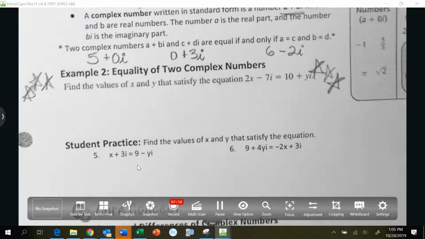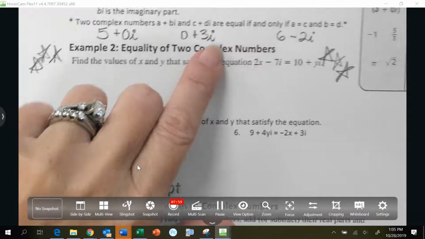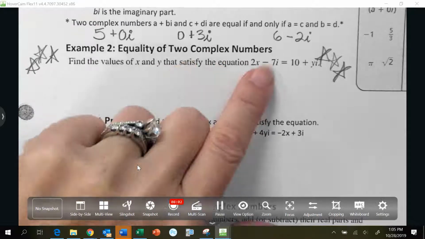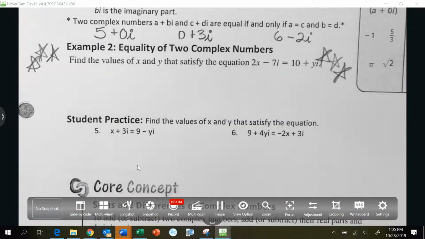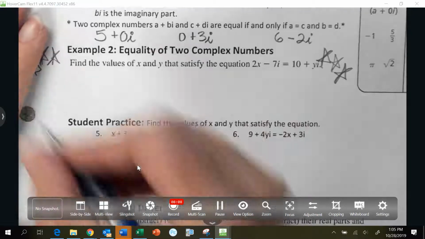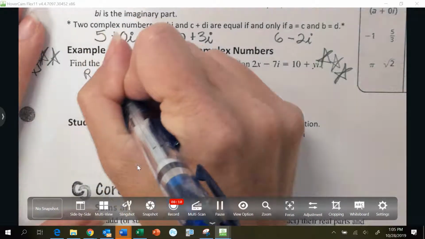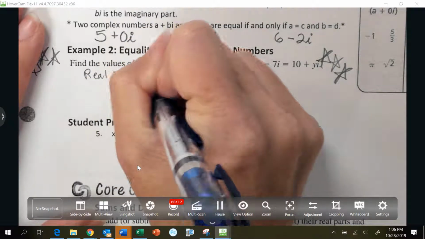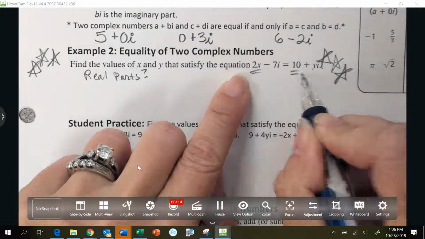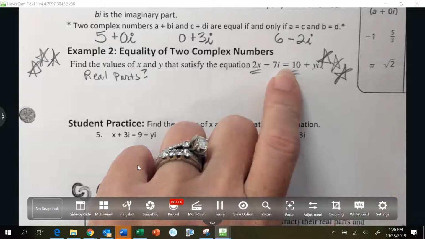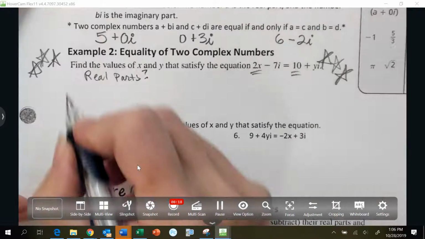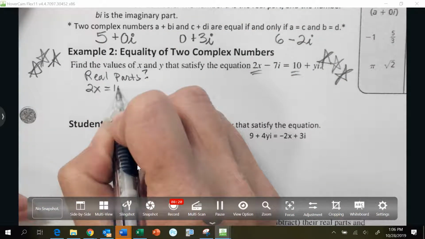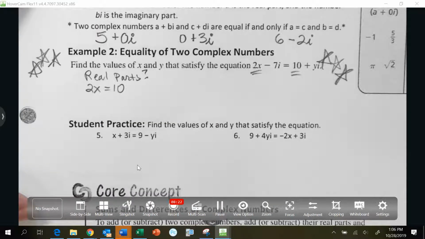It's so easy, though. Find the values of x and y that satisfy this equation. We have 2x minus 7i equals 10 plus yi. Where's my real parts? The 2x and the 10. See that equal sign? They have to be equal. So what's x equal?